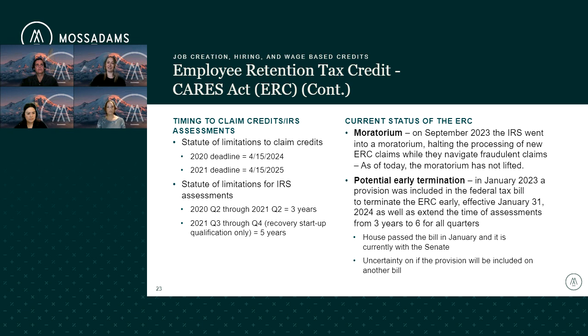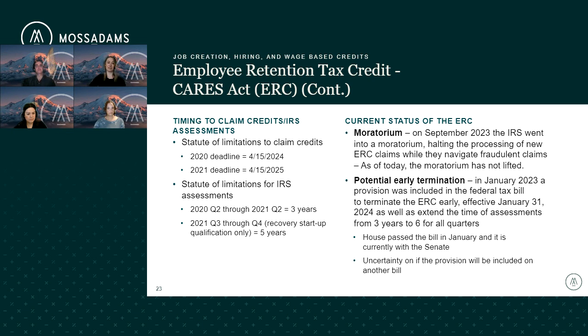Where the program stands today is a little bit unknown. So statutorily, the program for 2020 credits expires April 15th of this year, and the 2021 opportunity expires April 15th of next year. However, in January, a provision was included in the tax bill to terminate the program entirely, effective January 31st of this year. That provision passed with the House, then it went to the Senate, and it has not moved. It's not really expected to move at this point, but there are rumors that the provision could potentially be added on to a separate bill at a later date this year.